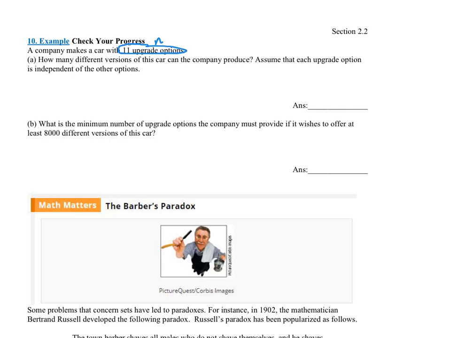Well, if there's 11 items, what they're really asking is how many subsets are there? Okay, that's what they want to know. And here we have 11 distinct things, so we would have 2 to the n, which in this case is 2 to the 11. Go ahead and put that into your calculator. 2 to the 11, I'm getting 2048. That's how many distinct different versions there are. So it says how many different versions, and I'm going to answer 2048 versions.